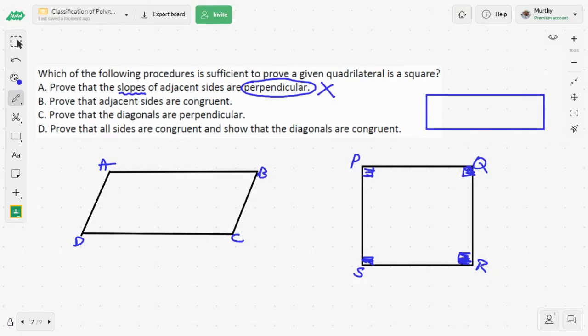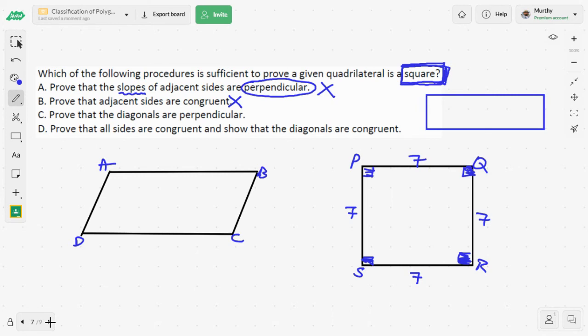Prove that the adjacent sides are congruent. Adjacent sides are congruent means, let's say if I compute by using the distance formula, this is 7 units, just taking some number randomly. This is 7, this is 7, and this one is 7. So can I say that it is a square? If all the four sides are equal, can I call it a square? No, because in a rhombus also all the four sides are equal. So not this one too.